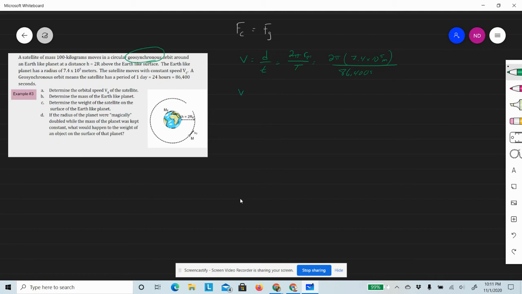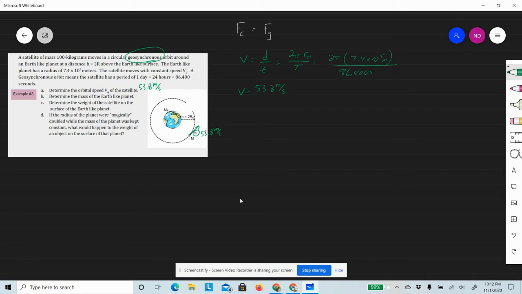So the speed equals 53.8 meters per second. Okay, so the speed, v naught, is 53.8 meters per second. I'm not drawing a picture of my own because this picture's already drawn for us, and it's much nicer than the one I would draw. All right, what else? Determine the mass of the planet.